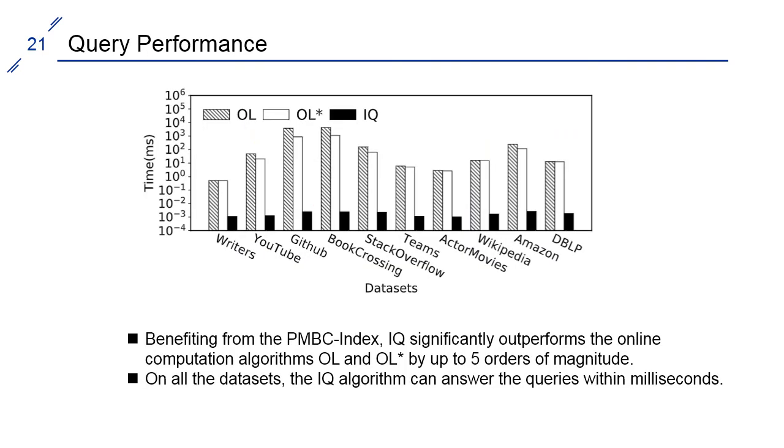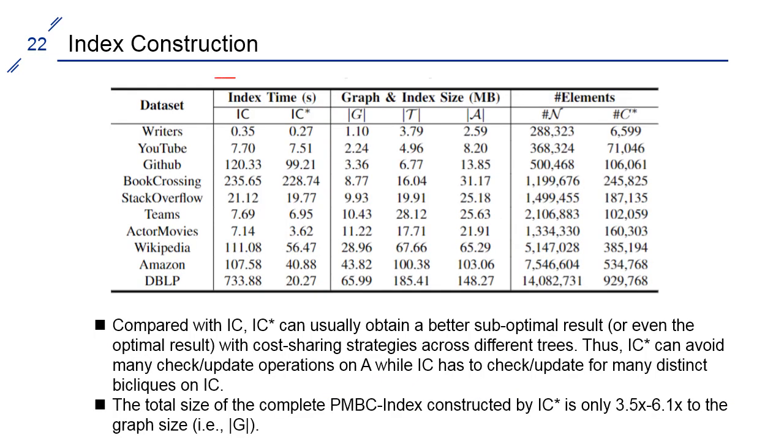Here is the result of the query performance. OL and OL star are the online approaches, and IQ is the index-based approach. We can see that, benefiting from the index, IQ significantly outperforms the online computation algorithms by up to 5 orders of magnitude, and the IQ algorithm can answer all the queries within milliseconds. Here we show the index time and the index size. We can see IC star usually performs better than IC because IC star is deployed with the cost sharing strategy, and the total size of the PMBC index is only 3.5 to 6.1 times the graph size, so it is very lightweight.